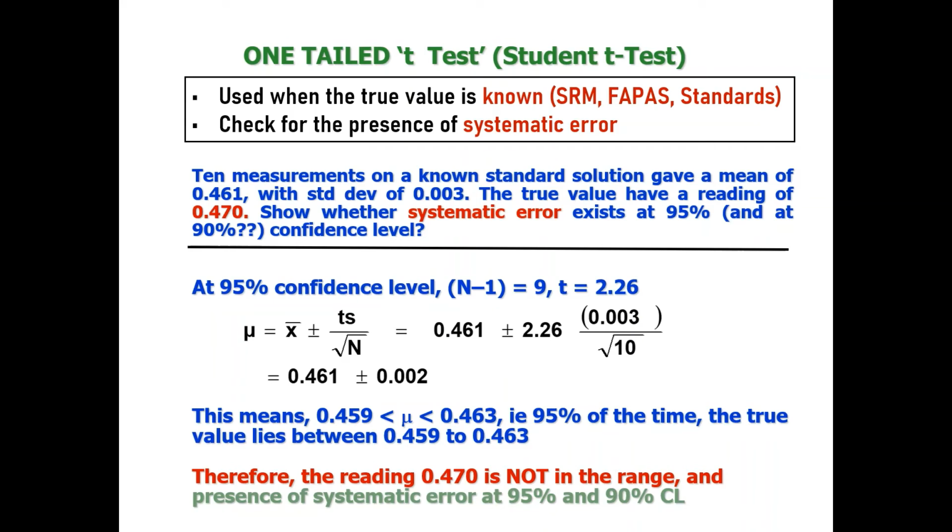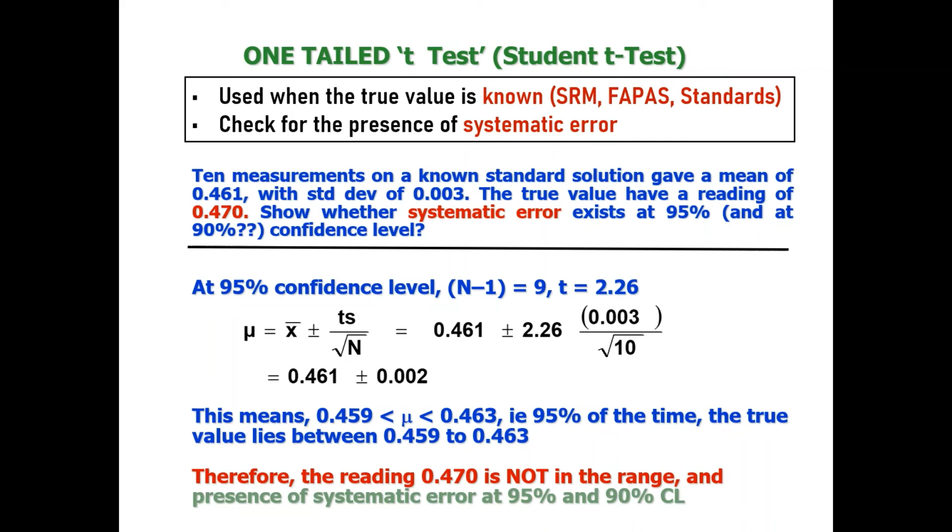Let's look at the first statistical test from the four that we will be studying. The first one is the one-tailed t-test, or better called the student t-test. It is used when we have a known true value. For a known true value, you can use SRM, standard reference material, the true value in the certificate, or FAPAS. FAPAS is actually sampled from Standards Malaysia, used for proficiency testing of various laboratories, or you can also use a standard solution. So these are examples of solutions or samples with a true value. You analyze these standard solutions or SRM or FAPAS, use them as your samples, and check for the presence of systematic error.